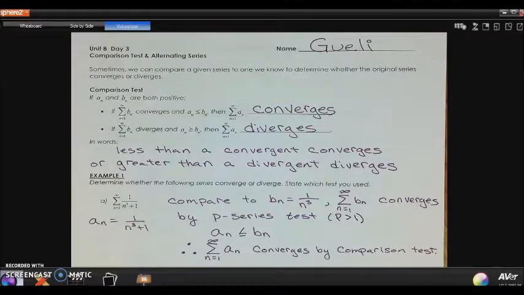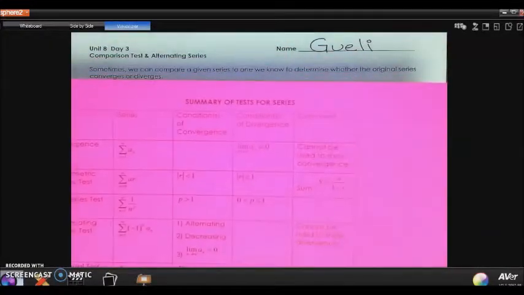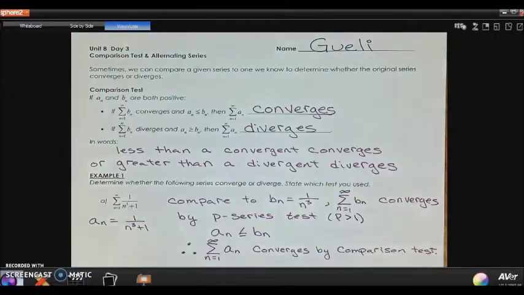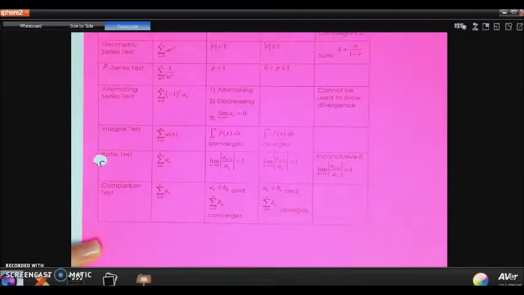So what we are looking at is these series, and we need to determine whether they converge or diverge. If you have your notes, you may also want to have your summary chart of the tests, that hot pink one. Let's first take a look at what the comparison test is on here.